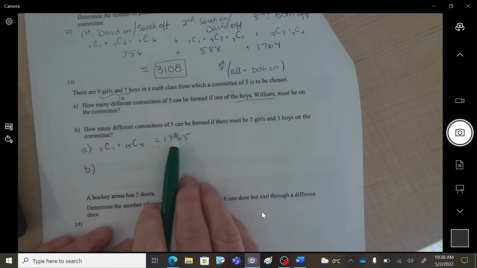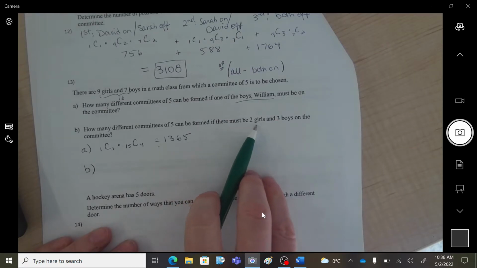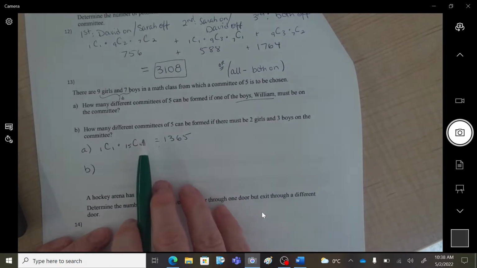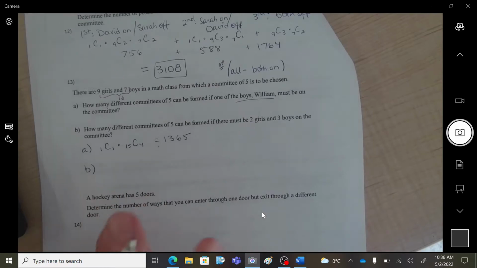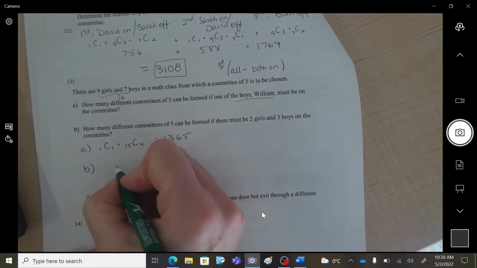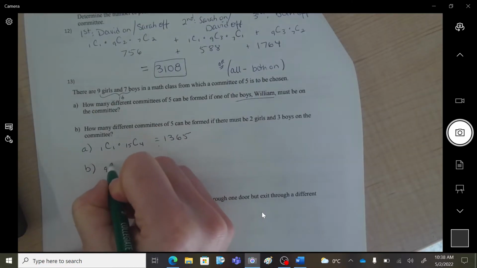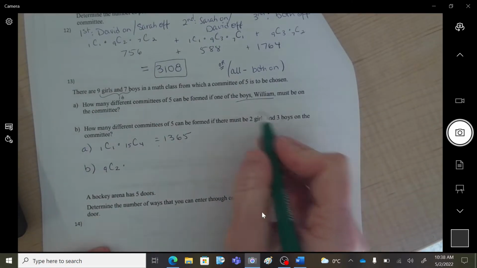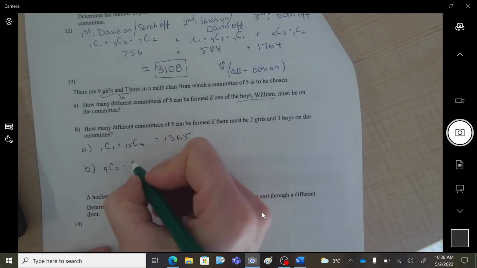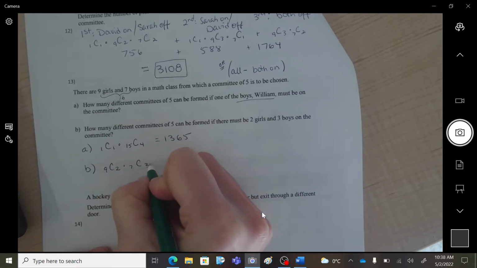How many committees of 5 can be formed if there must be 2 girls and 3 boys on the committee? Okay, so not the William thing anymore. That's question A, that's separate. So if 2 girls, I'm going to go 9, choose 2 for the girls, and 3 boys, I need a 7, choose 3.